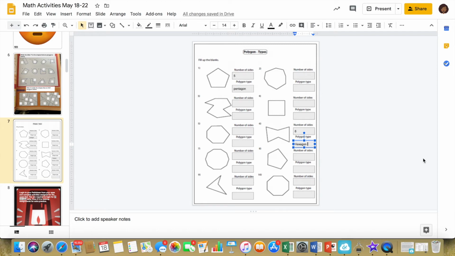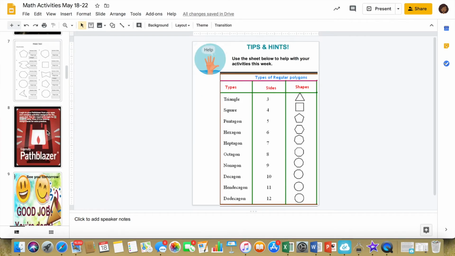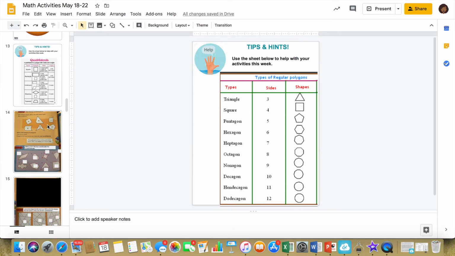Now, I know some of these are big words or words that maybe you've never heard before, but there should be no reason why you don't spell it correctly because, like I said, you can just copy it from your tips and hints. So that's for your Monday.